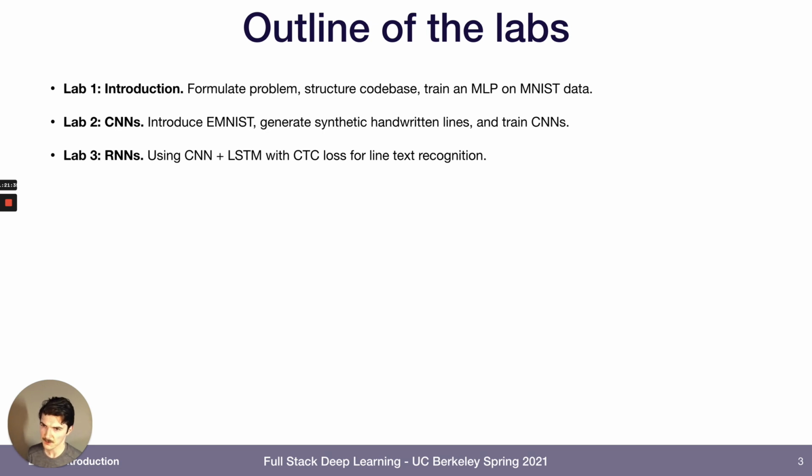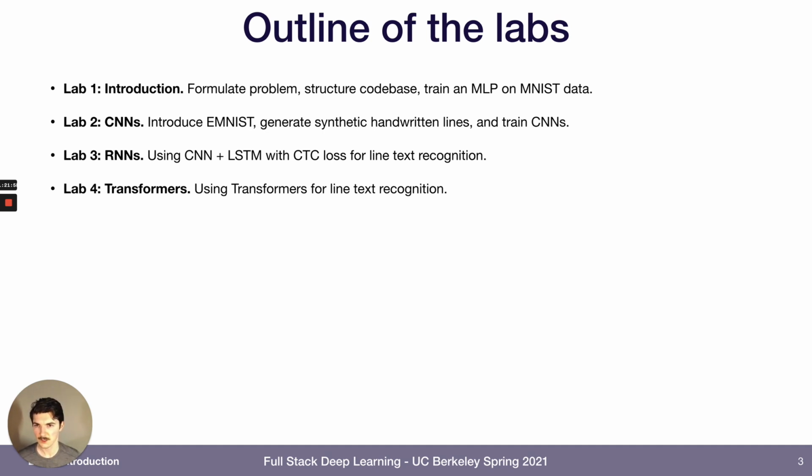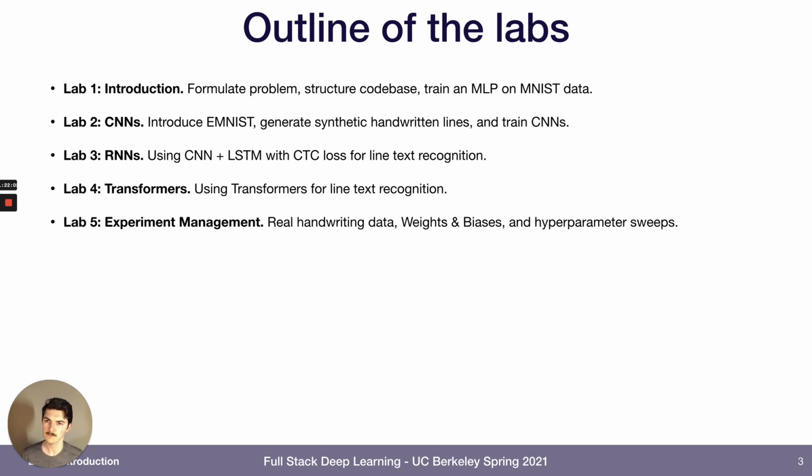In lab 3, we're going to use RNNs. We're going to use a CNN and an LSTM on top of it with CTC loss, which is crucial for sequence models of this type, to recognize text in a line of handwriting. In lab 4, we're going to do the same thing, except now using transformers. So it's a different approach. We're not using an LSTM with CTC, we're using a CNN with transformers now.